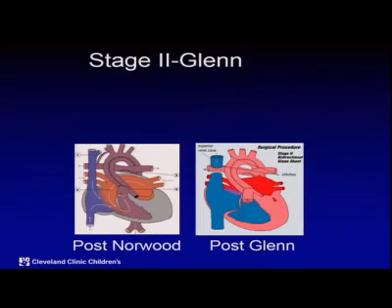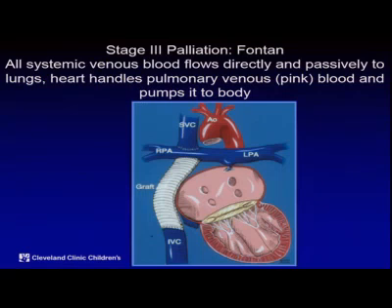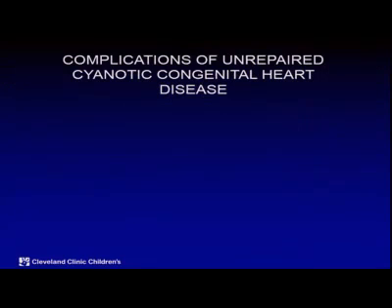Glenn operation. So this is the Glenn operation. You say, I want all the blue blood coming back from my head to not come back to the heart. I want it to go directly to the pulmonary arteries. So you do a Glenn operation, which is generally done at 6 months of age. And then ultimately, you do the Fontan operation, which is basically you bring all the IVC blue blood straight to the pulmonary arteries. So at the end of the Glenn and Fontan operations, all the blue blood will go directly to the pulmonary arteries, and that single ventricle will only be handling the pink blood coming back from the lungs and pumping it to the body.